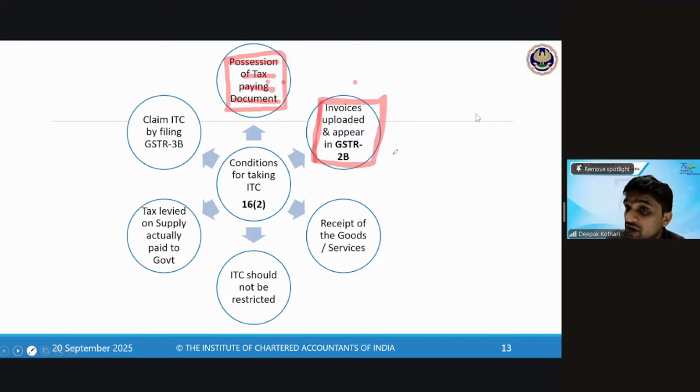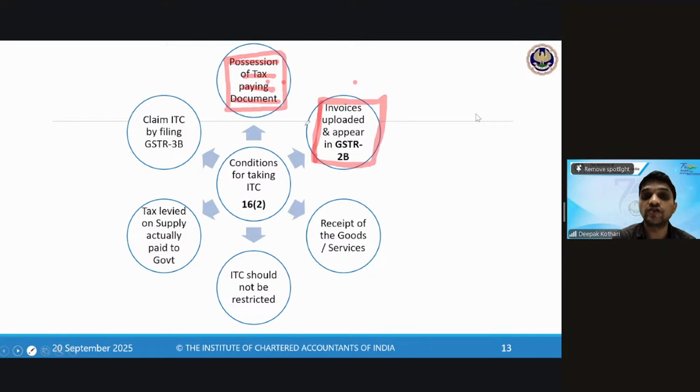First condition, you should have invoice. Second condition, just invoice is not sufficient. You should have that invoice appearing in your GSTR 2B. So that is the second condition. Now, what is this GSTR 2B? It's like a credit... No, I wouldn't say credit statement. It's a statement which shows you which all credits you can claim.